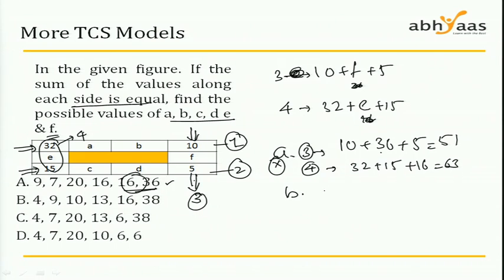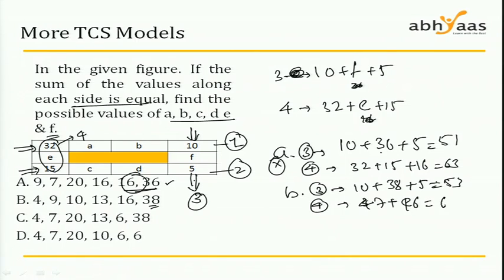Let's move on to option B. Third side, how much value does it give? 10 plus F plus 5. 10 plus F value is considered to be 38, so 10 plus 38 plus 5, 10 plus 38, 48, this is 53, right? And if you take a look at the fourth side value, 32 plus 15 is 47, plus E is 16. So 47 plus 16 gives us 63, so this is not satisfying our option.